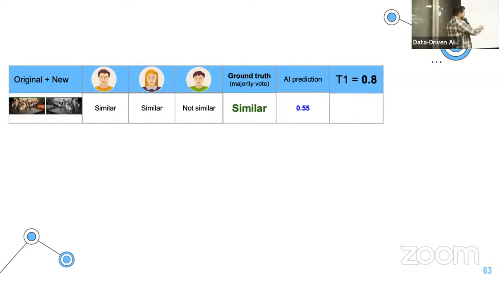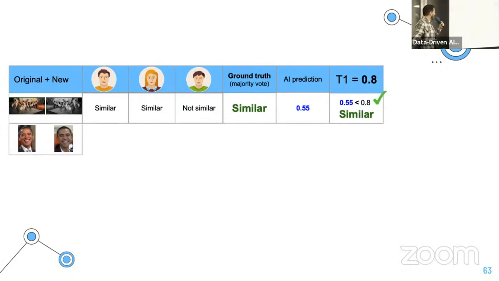Because if we compare those two, 0.55 is smaller than 0.8, and the model will say similar, right? Because the actual distance is smaller than the threshold. So we say similar. Okay, cool, let's choose another pair, the other pair of the two barracks.